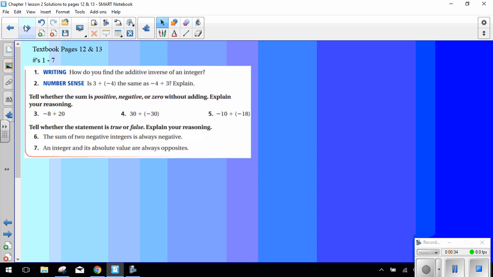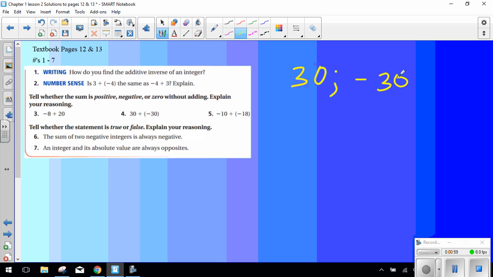Okay, so the first chunk of assignment I asked you to work on is to complete numbers 1 through 7. Number 1, how do you find the additive inverse of an integer? To do that, you're just going to take the opposite of the integer. For example, if you had 30, the additive inverse would be negative 30.